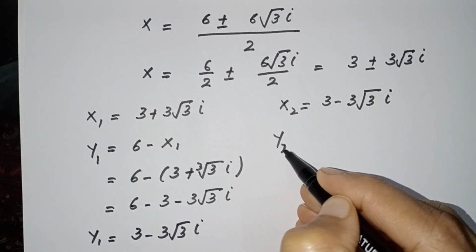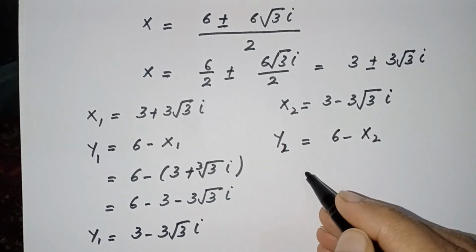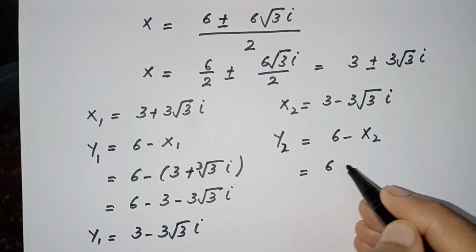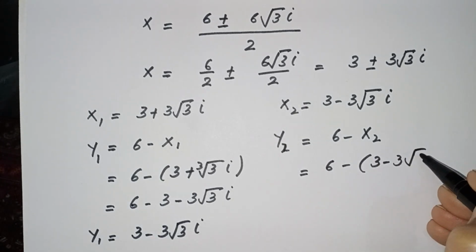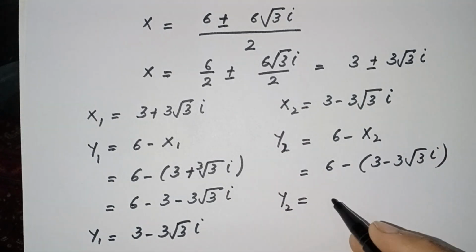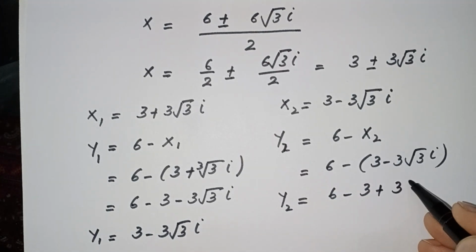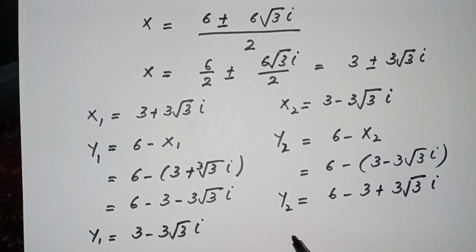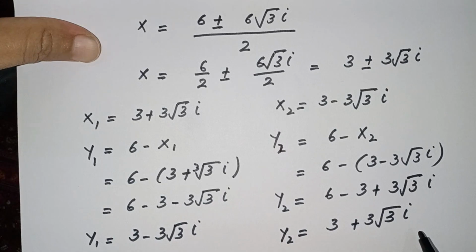So for y2 we will write 6 minus x2. So 6 minus, we will plug in the value of x2, 3 minus 3 times square root 3 times i. So y2 is equal to 6 minus 3 plus 3 times square root 3 times i. So y2 is equal to 6 minus 3 will give 3 plus 3 times square root 3 i. So we have two values now.